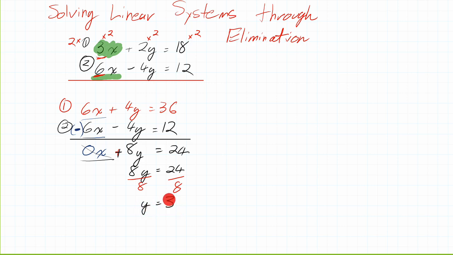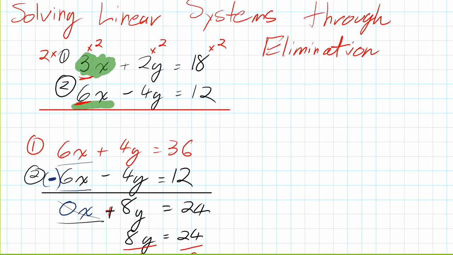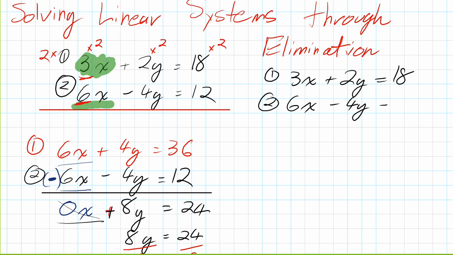We know that y is equal to 3, so we literally just plug 3 in. But instead, since we're practicing elimination, I'm going to use elimination to get rid of the y variable instead of the x variable. So we're going to set the whole thing up again, but this time we're going to get rid of the other variable. The first equation is still 3x plus 2y equals 18. And the second equation is 6x minus 4y is equal to 12.